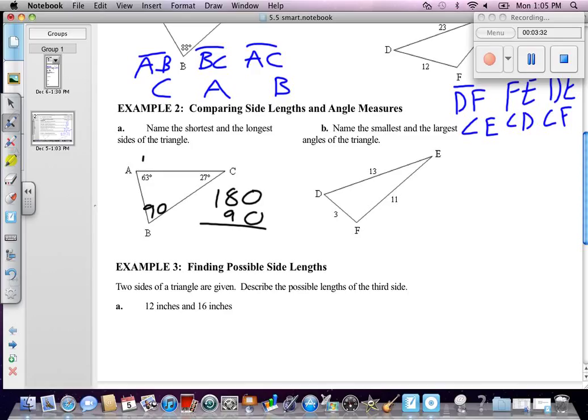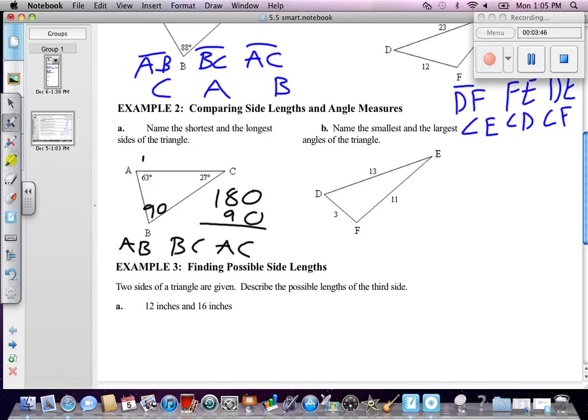What is the shortest side then? AB. What is the next shortest side? BC. And the longest side would be? AC.